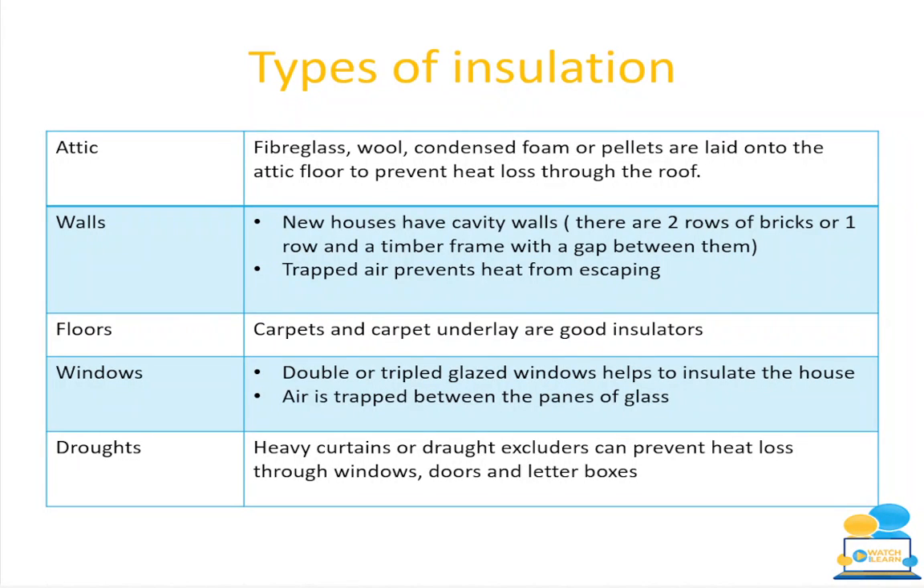new houses have cavity walls, so basically it means there's 2 rows of bricks and 1 row of a timber frame with a gap between them. This trapped air prevents the heat from escaping. Your floors, if you have carpets, even if you have wooden floors, they should have underlay underneath them, which are good insulators. Your windows should be double or triple glazed, as the air is trapped between the panes of the glass, which means that your house is going to stay either nice and warm in the winter or nice and cool in the summer.